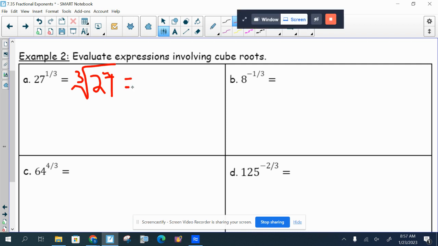So the cube root of 27 is 3. That's one of your perfect cubes. I'll only be asking you your perfect cubes.